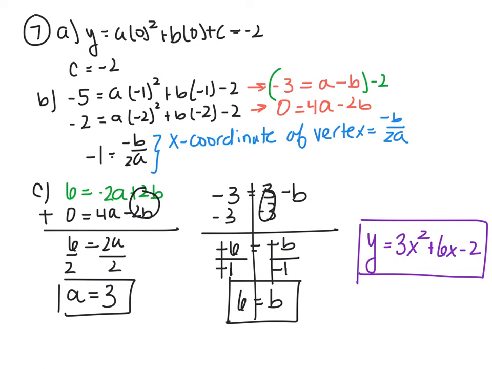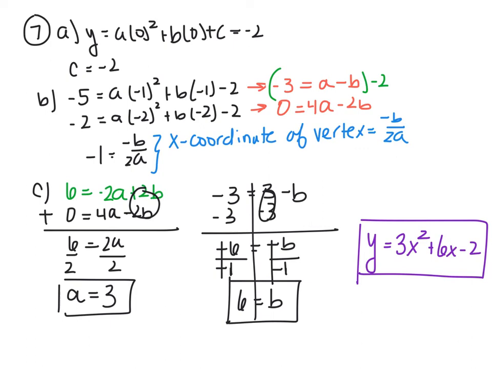Part B wants you to use the coordinates of the vertex or otherwise to write down 2 equations. So if you use the vertex, they tell you that the y-coordinate of the vertex is negative 5 and the x-coordinate is negative 1. So you end up with negative 5 equals A times negative 1 quantity squared plus B times negative 1 minus 2. If you simplify this, add 2 to both sides, and then simplify, you end up with negative 3 equals a minus b.